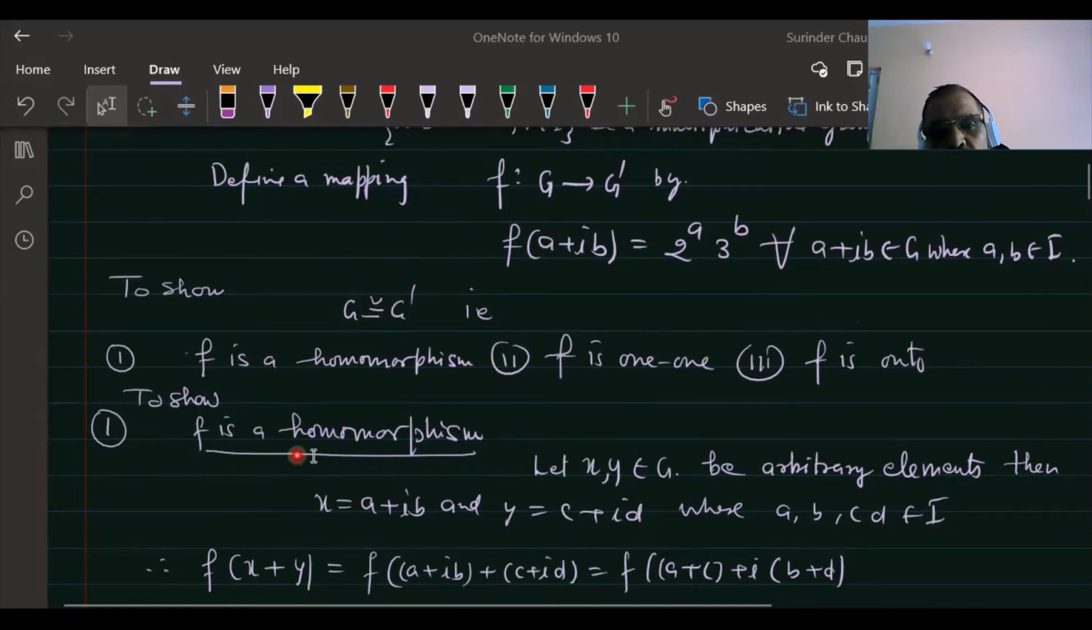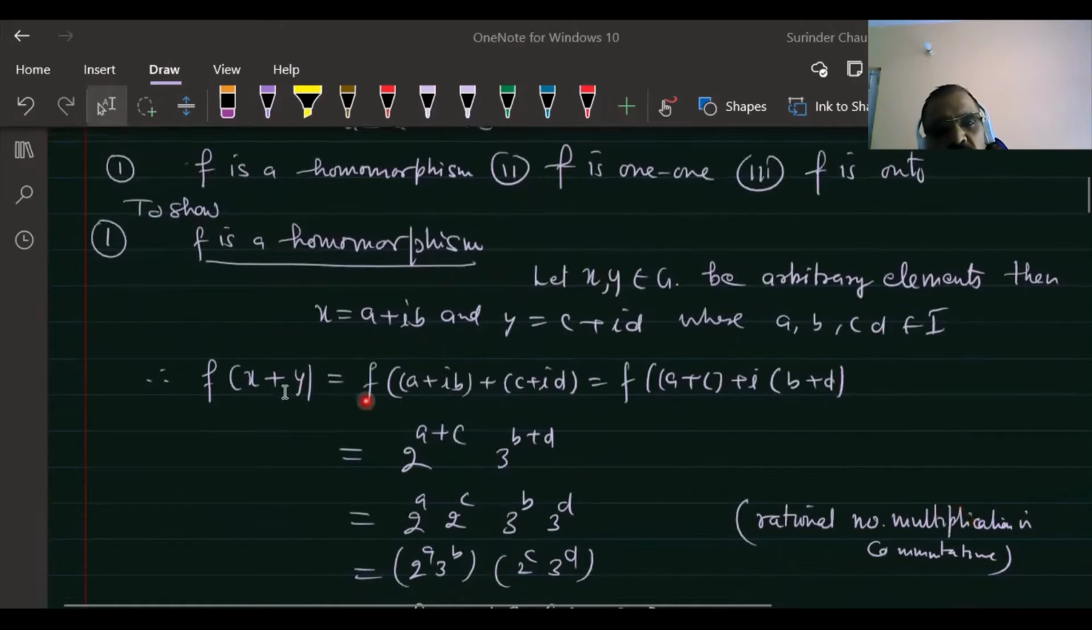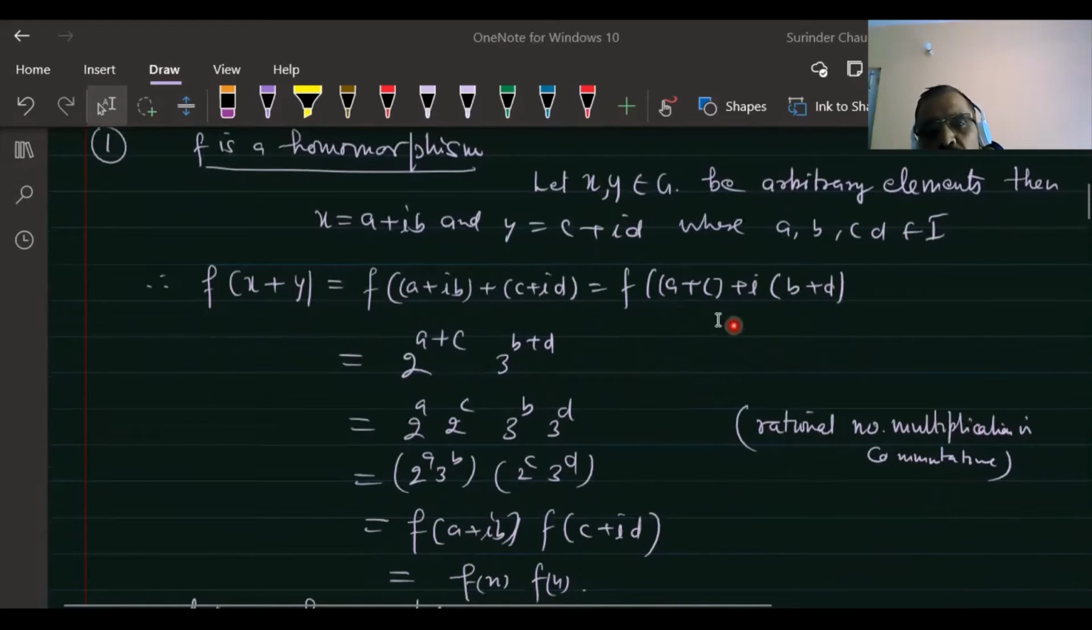To show f is a homomorphism, let us take two arbitrary elements x and y belonging to the domain set G. If they belong to G, then they will be of the type x is equal to a plus iota b, y is equal to c plus iota d, where a, b, c, d are integers. Then f of x plus y will become f of a plus iota b plus c plus iota d, which is f of a plus c plus iota b plus d.